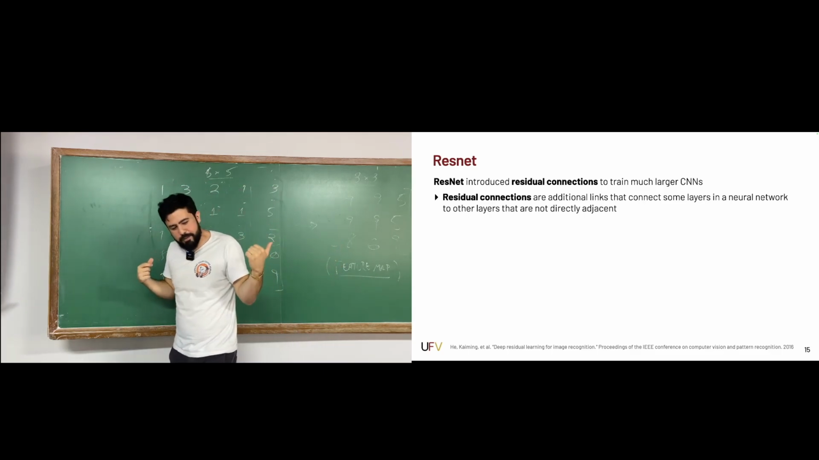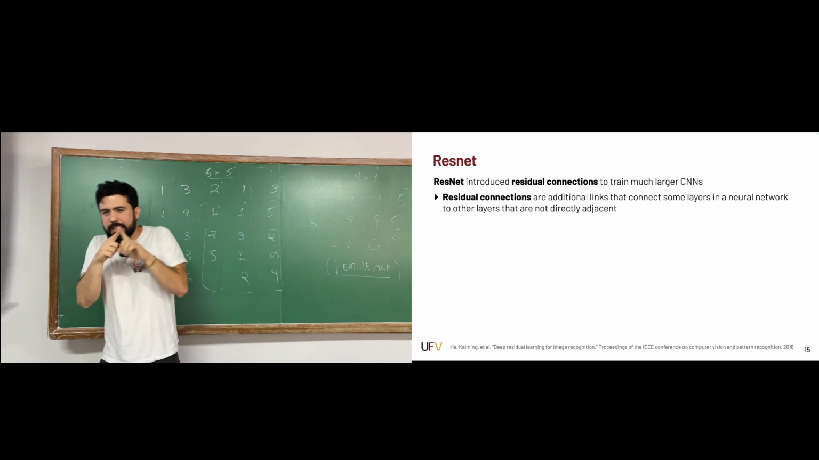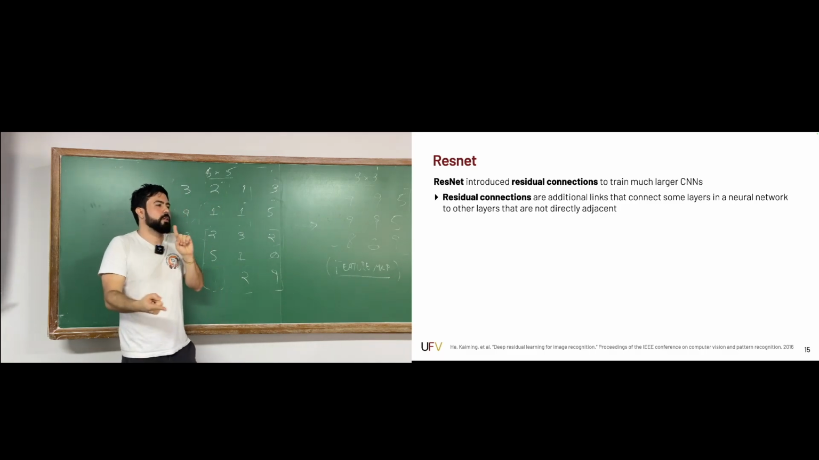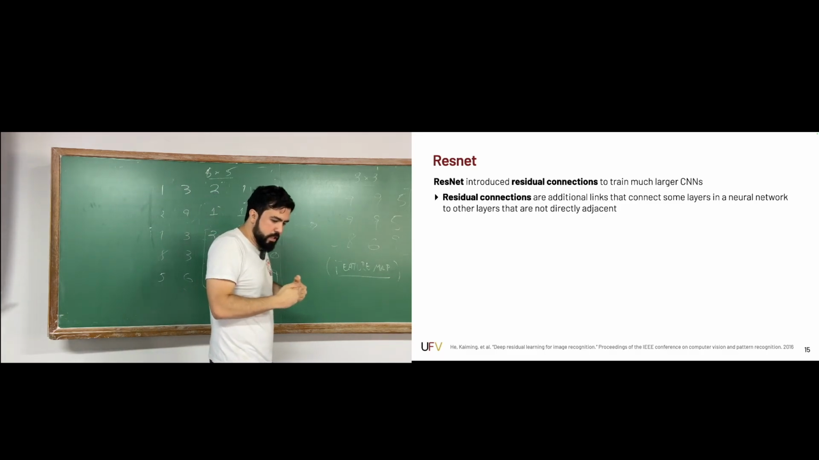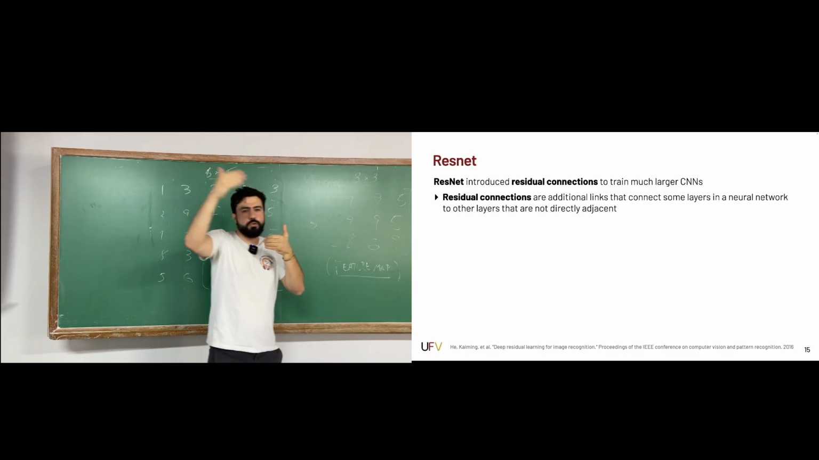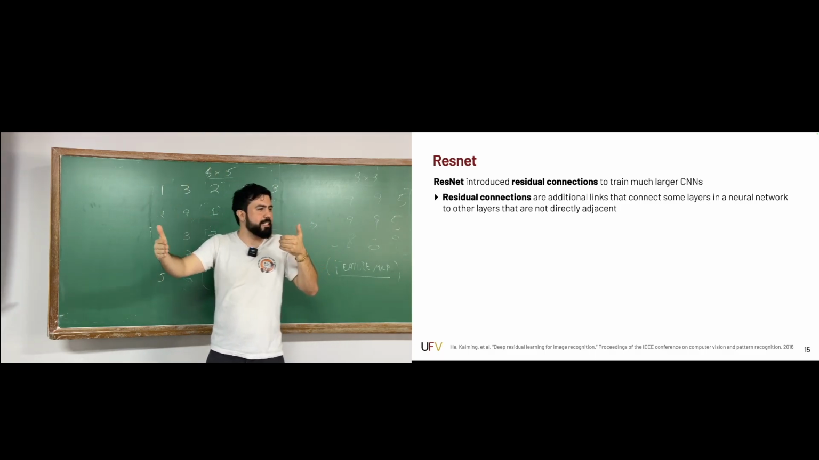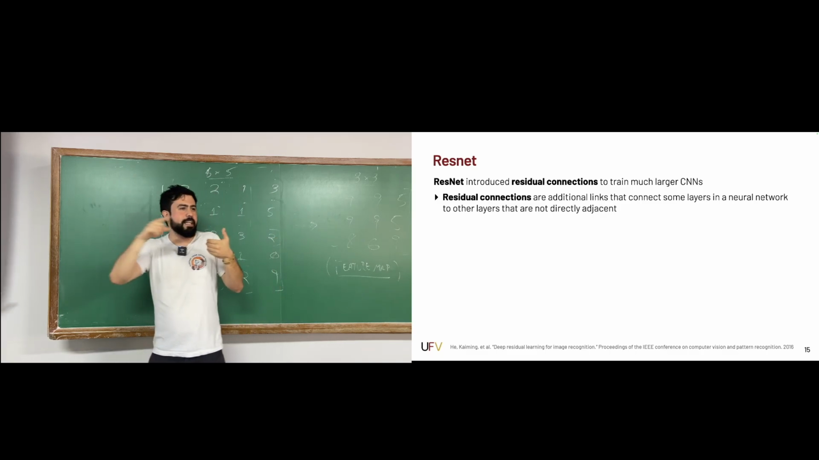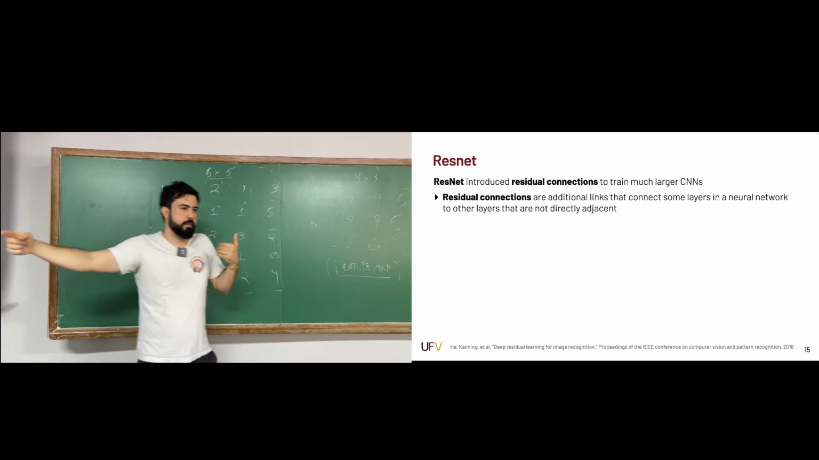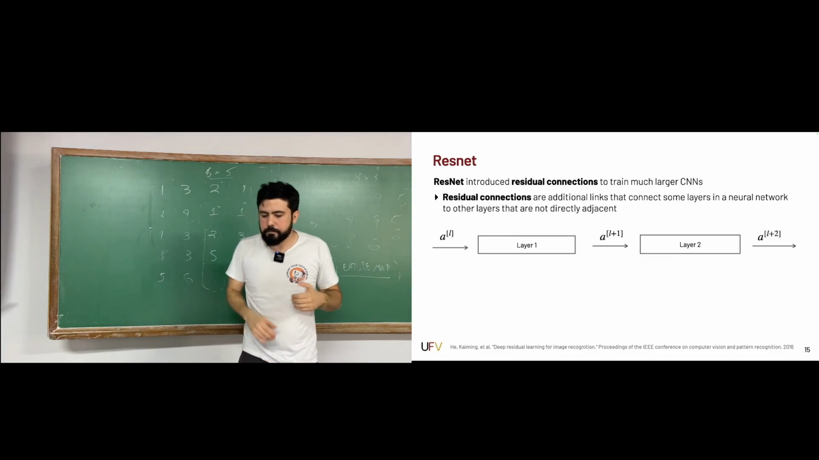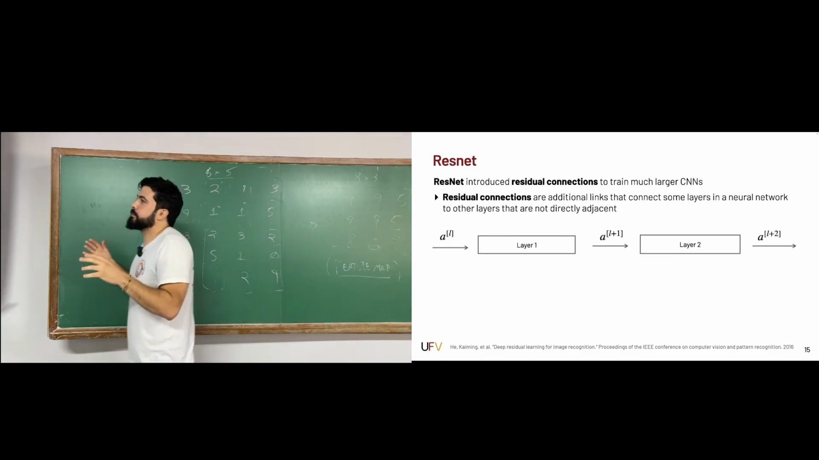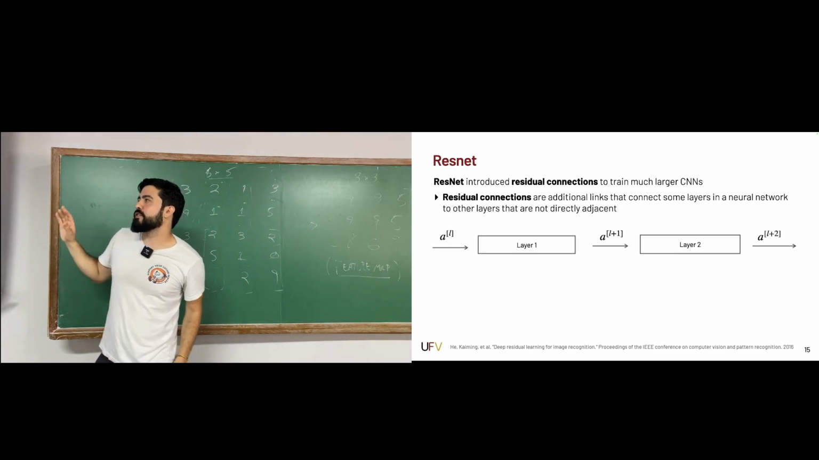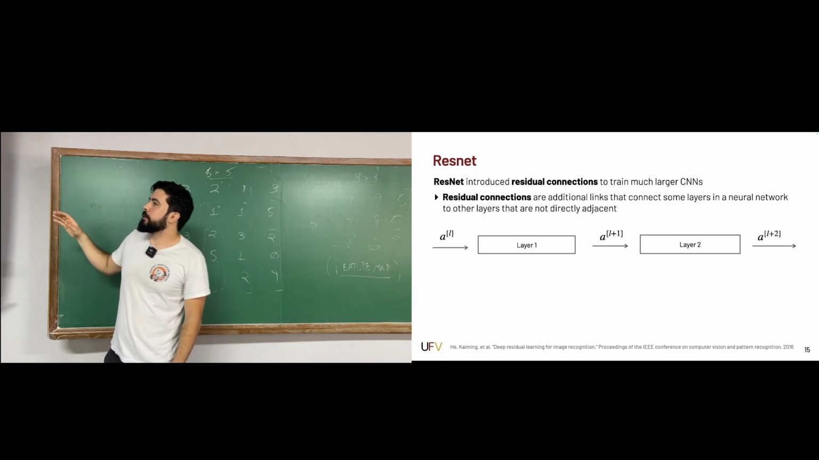From the beginning of the course to today, all the links we saw from neurons were from one neuron of one layer L to a neuron in the next layer L plus 1. And residual connections can skip layers. Let me show you with a diagram.